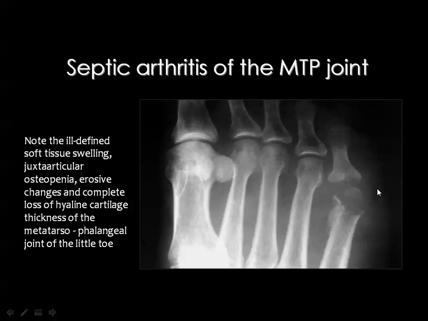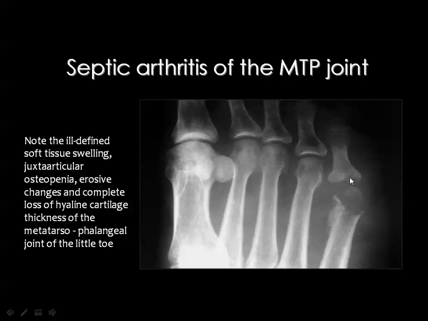In cases of diabetes, there are a lot of reasons that contribute to infection of the foot, and there may be osteomyelitis or septic arthritis or both. Here, if you see the changes on one side of the joint, you assume this is osteomyelitis, but if you see that the changes are on both sides of the joint, you assume that this is septic arthritis. And this is septic arthritis of the metatarsophalangeal joint of the little toe.